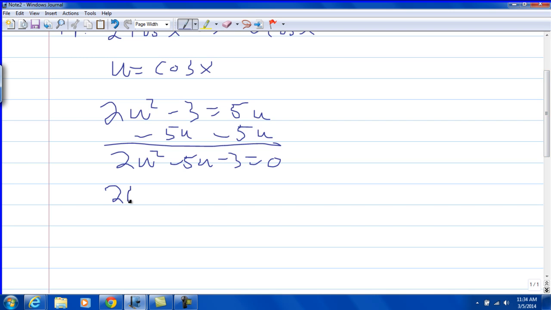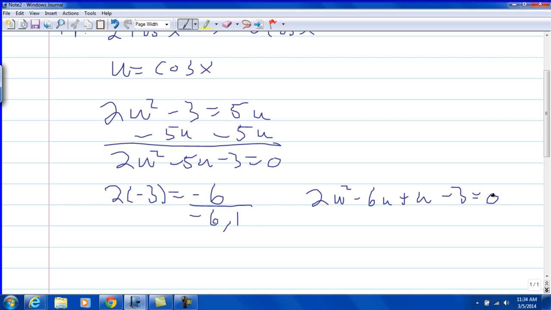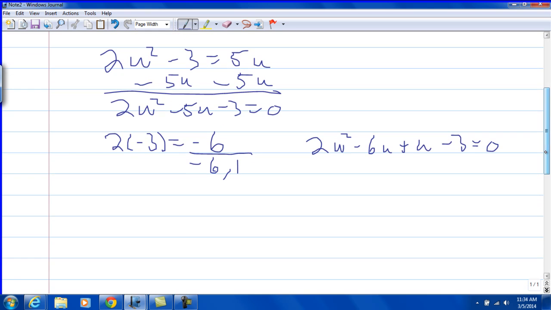So I'm going to do 2 times negative 3, which is negative 6. Are there factors of negative 6 that add to negative 5? Well, negative 6 and 1 works for that. So we would have 2u squared minus 6u plus u minus 3 equals 0.